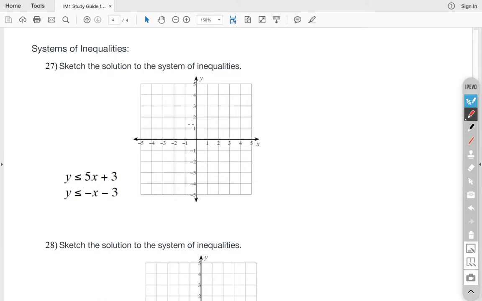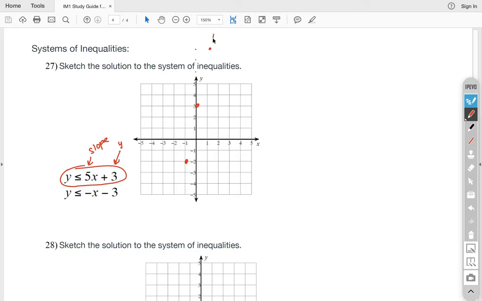All right, 27 systems of inequalities. We have 2 equations to graph. So we have this graph right here to do. We have a y-intercept of positive 3. That's your y-intercept. And then we have our slope. Our slope is 5. So this one's kind of tricky to do. So we have 1, 2, 3, 4, 5 over 1. So it's pretty steep. If you want to go backwards, 5, 1, 2, 3, 4, 5 over 1.